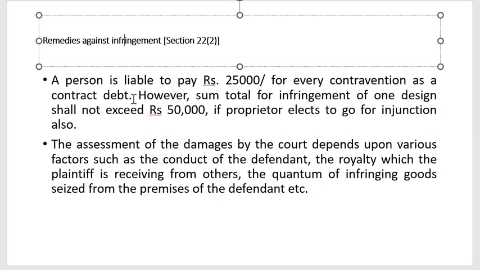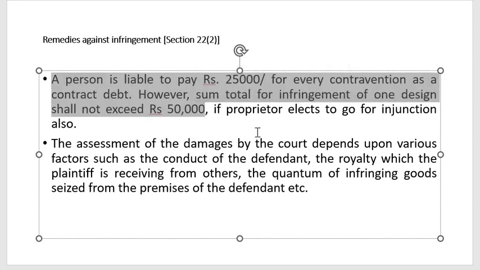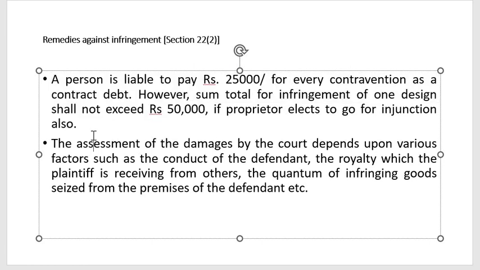Then remedies, section 22: a person is liable to pay rupees 25,000 for every contravention as a contract debt. However, the sum total for infringement of one design shall not exceed 50,000. The proprietor can go for injunction also. So injunction and damages are the two remedies, and 25,000 and then 50,000 is the limit. This is just a limit. If you go for injunction and damages, then the court can award any damages. This is not to restrict damages. It will be different.